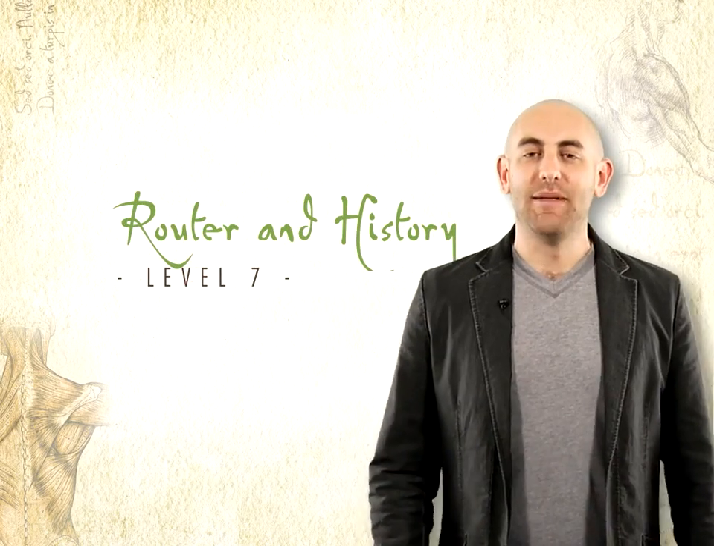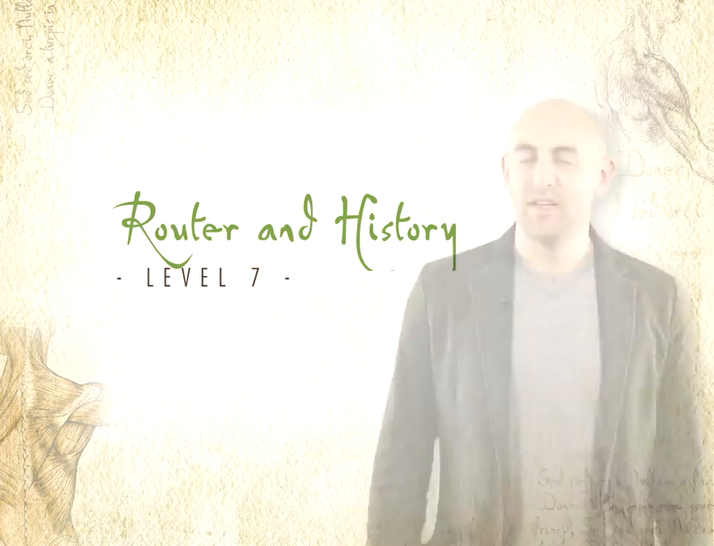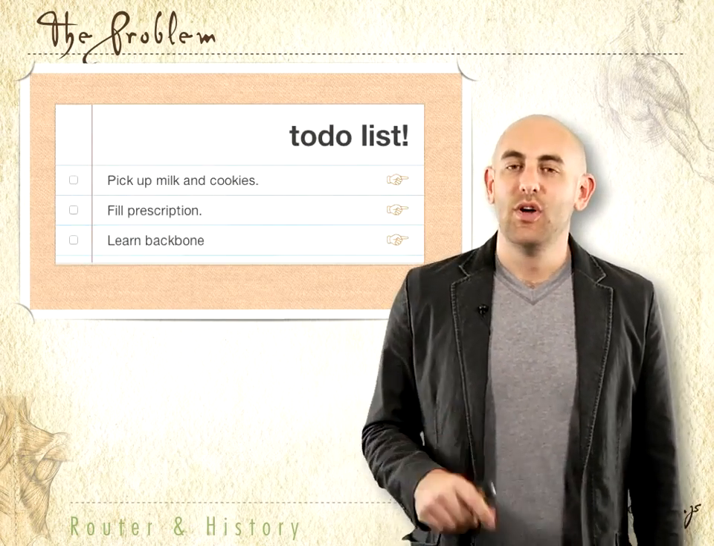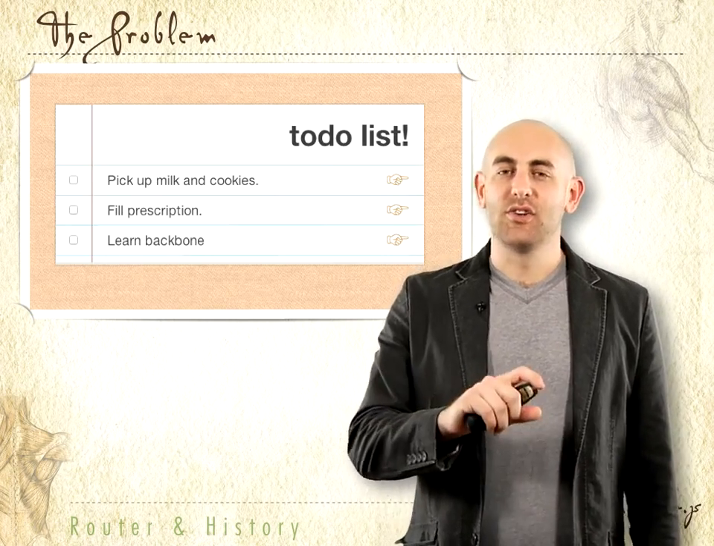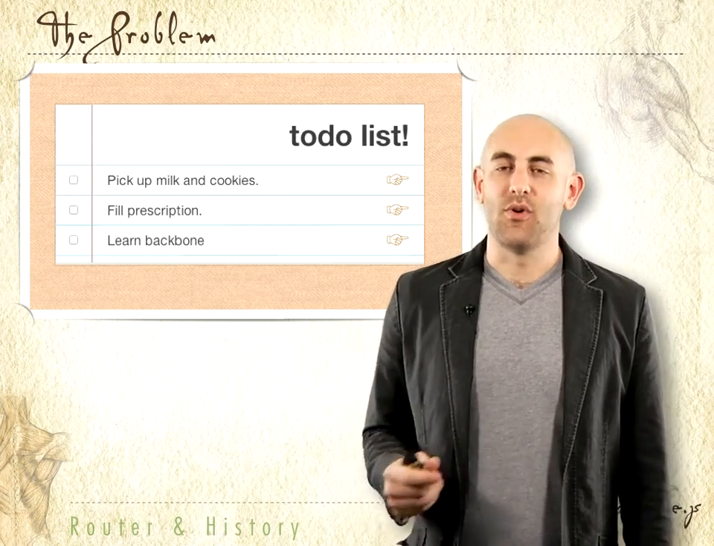You're watching the Anatomy of Backbone.js. This is level 7, Routers and History. So we have a little problem in our app right now. As you can see over to the right of each item, we have a little link. And we want that link to take us to a page that'll show just that one item. But we don't want to refresh the whole page.